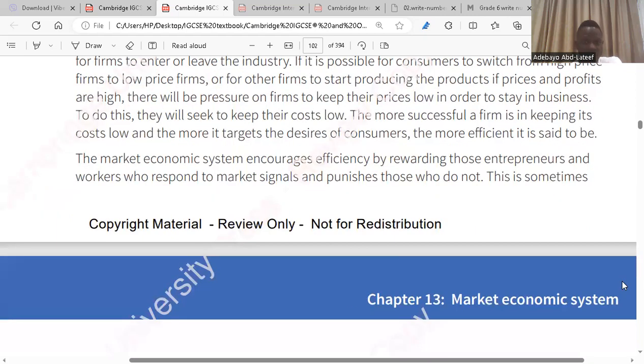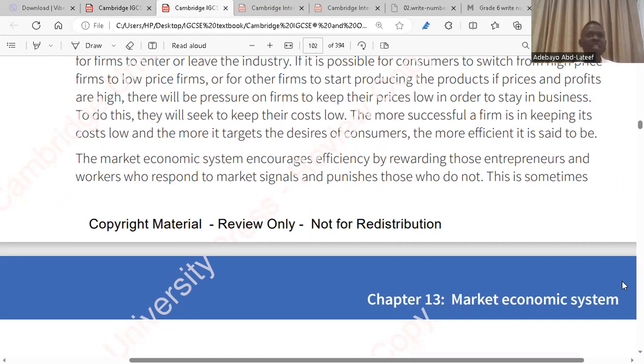So to do this, they will seek to keep their costs low. Are you with me? To do this, they will seek to keep their costs low. The more successful a firm is in keeping its costs low, and the more it targets the desire of consumers, the more efficient it is said to be.